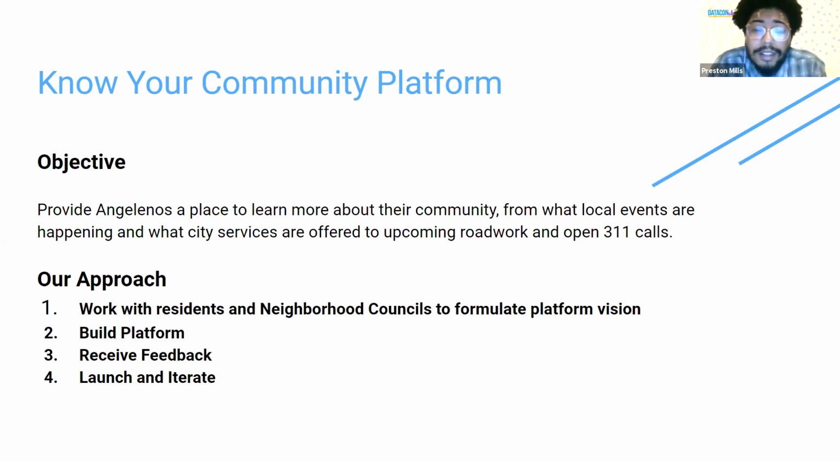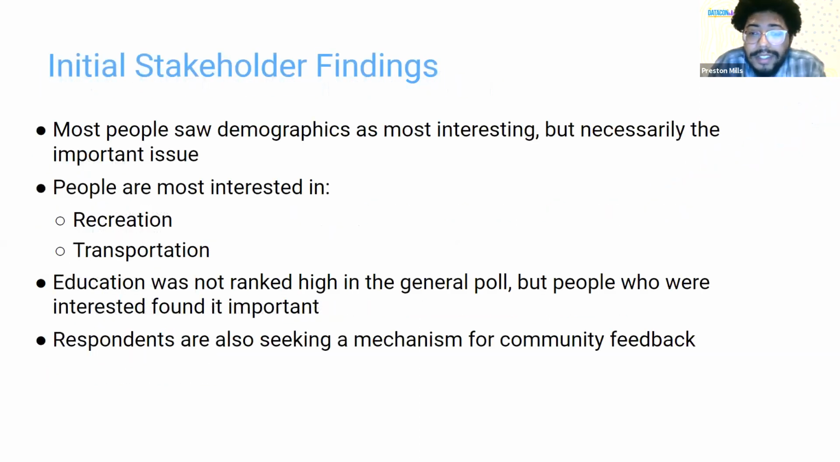And so our approach had been, let's first talk to our residents, let's talk to our neighborhood councils to better understand what a vision could be for this platform. Let's build it, let's get some feedback, and let's launch and iterate. And so as we started to speak with our stakeholders at the very beginning, there were a few takeaways that we found, which was that the majority of folks saw that demographic information was interesting, yet they didn't necessarily see it as an important issue. And so you'll see how this arises, and many of these findings were incorporated into our platform to make sure that we address these particular needs.